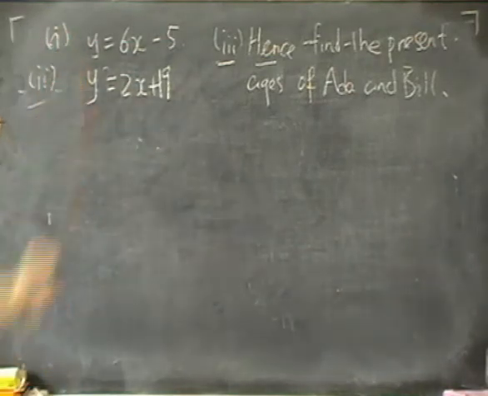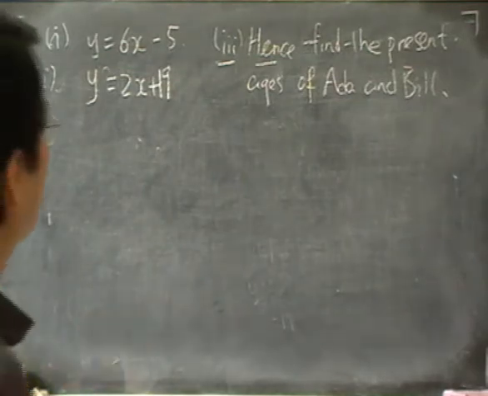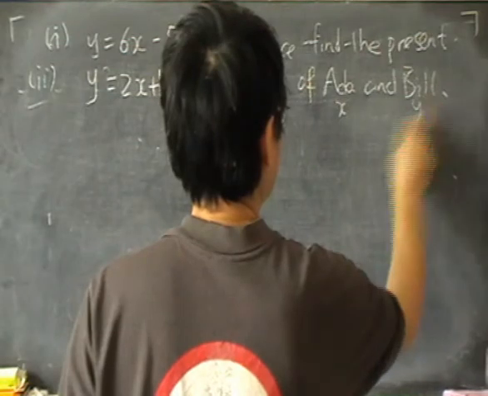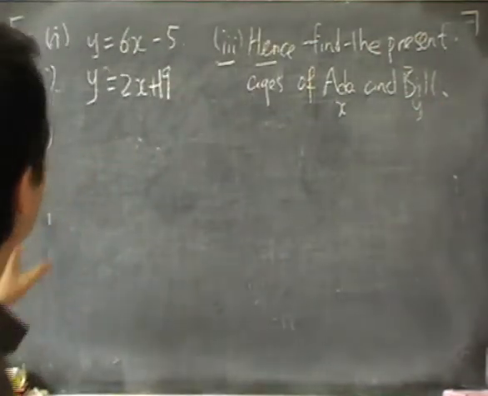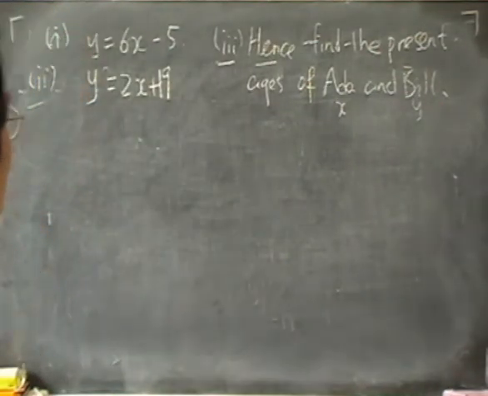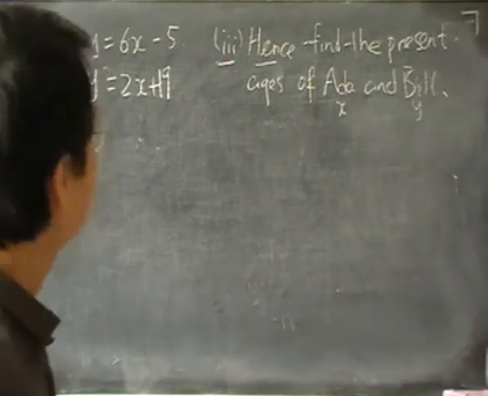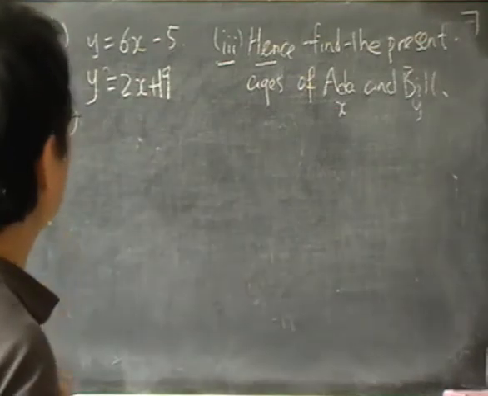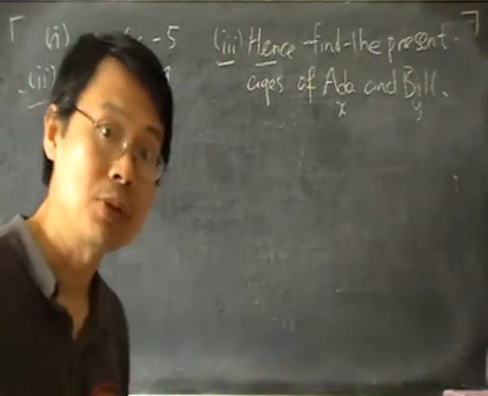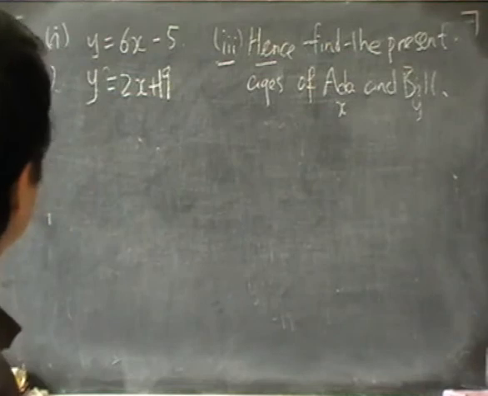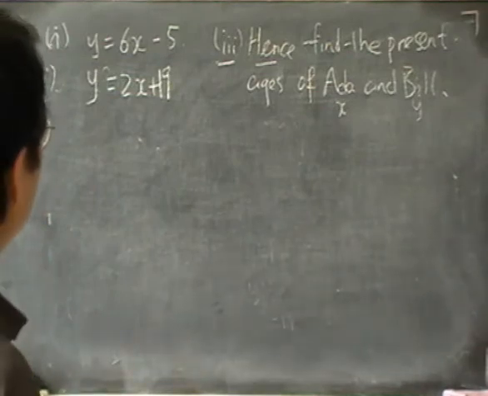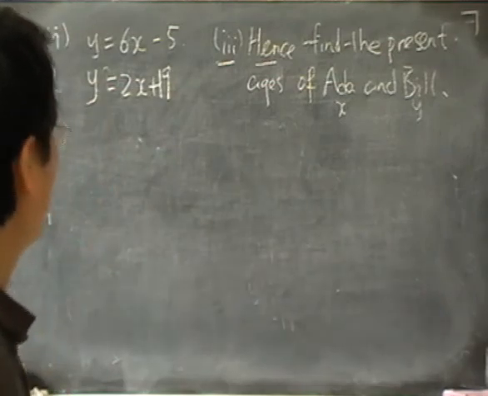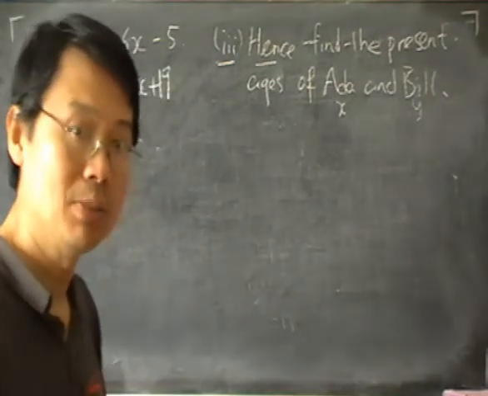And if I look at these two, I want to find the ages of Ada and Bill. Ada is X years old, Bill is Y years old. That means that I have to solve these two equations for X and Y. Now if I have two equations with two unknowns, this is a set of simultaneous equations. And there are always two ways to do simultaneous equations like that, either by substitution or by elimination.